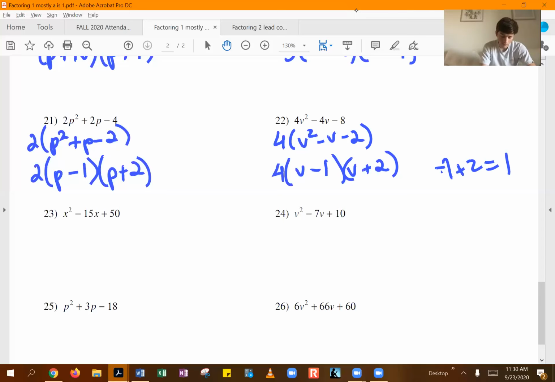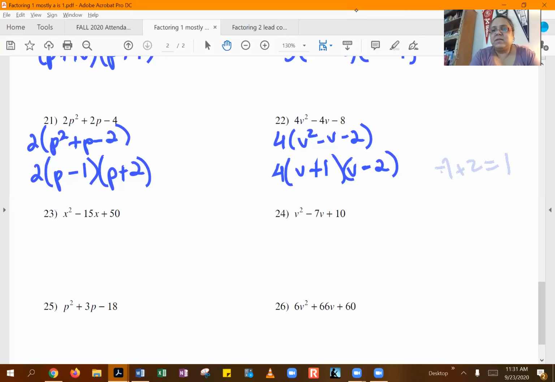Oh, yeah. Shoot. So how would you change that? So I would multiply -2 and +1. So it'd be v plus 1, v minus 2. Very nice. Yeah, so just switch the signs on those numbers. So v plus 1, and then this guy should be -2, and that would work. Alrighty, very nice. Good job. Okay, so that was 22.